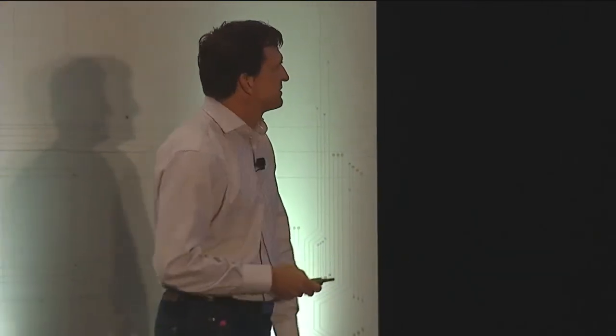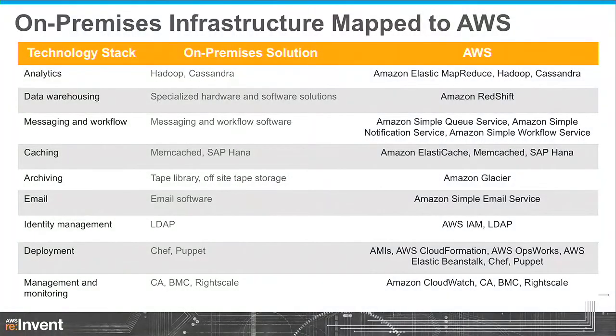So here's some more mappings. Some of the stuff that you're probably familiar with are running things like Netezza, Exadata, Teradata on site. You can choose to run that on Redshift now. For archiving, obviously using something like Iron Mountain, you could choose to map that into Glacier and not do tapes anymore and do that to Glacier.